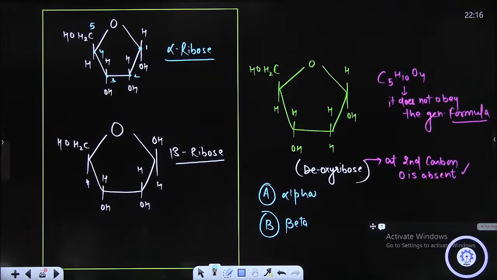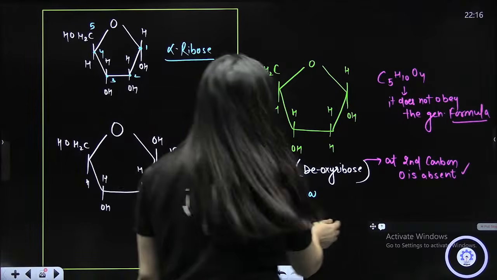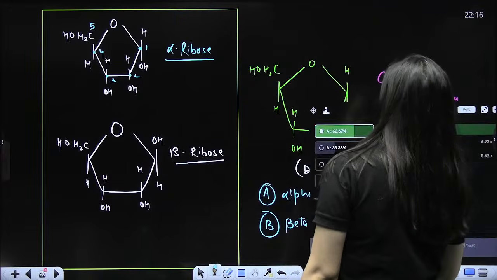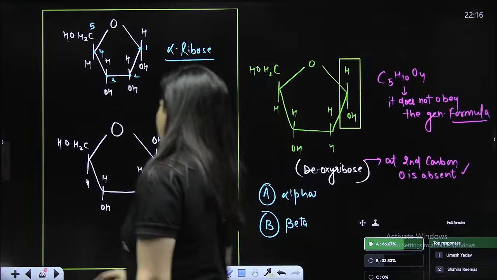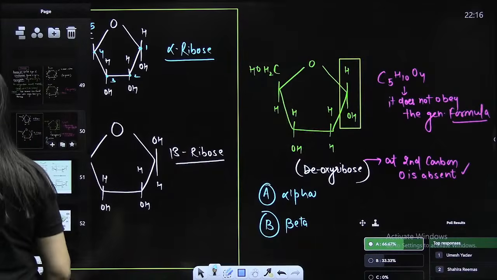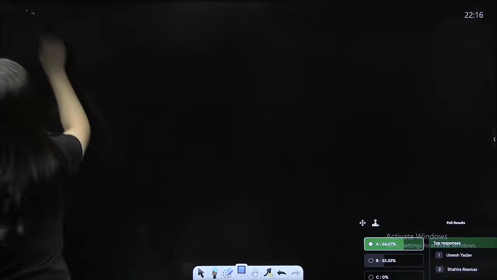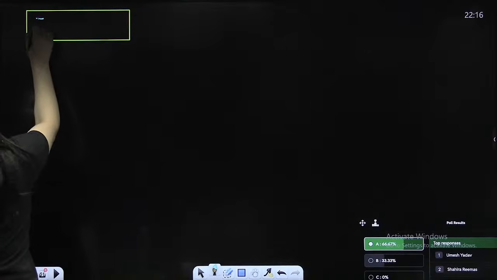So it is simple. It is alpha. Right? So that's how you need to understand that. Okay, so the next thing that we have to understand is epimers.